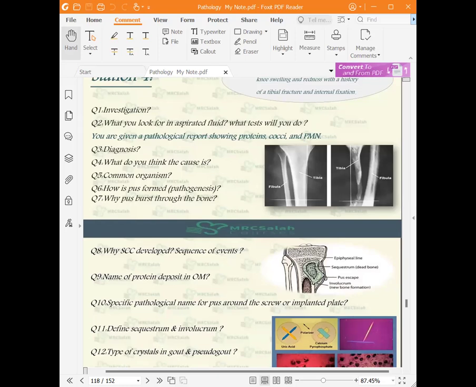Okay. How is pus formed? After the pathogenic organism, especially in bacterial invasion, there will be acute inflammation, and as part of the inflammatory consequence, there will be vascular congestion and exudation of fluid, with infiltration of polymorphonuclear cells.